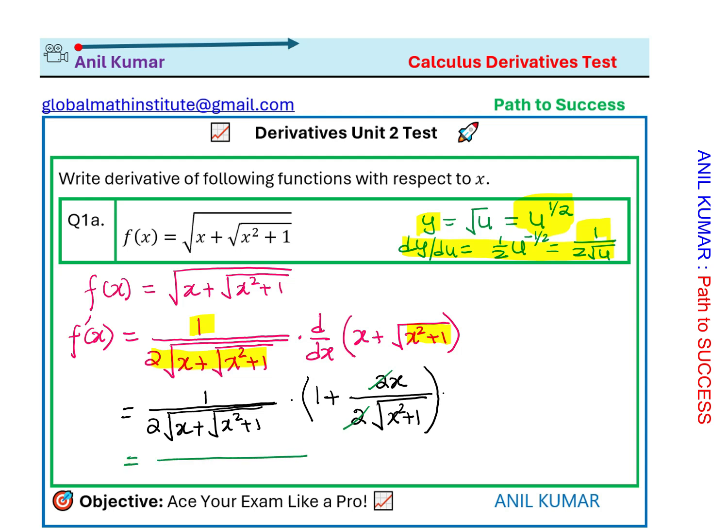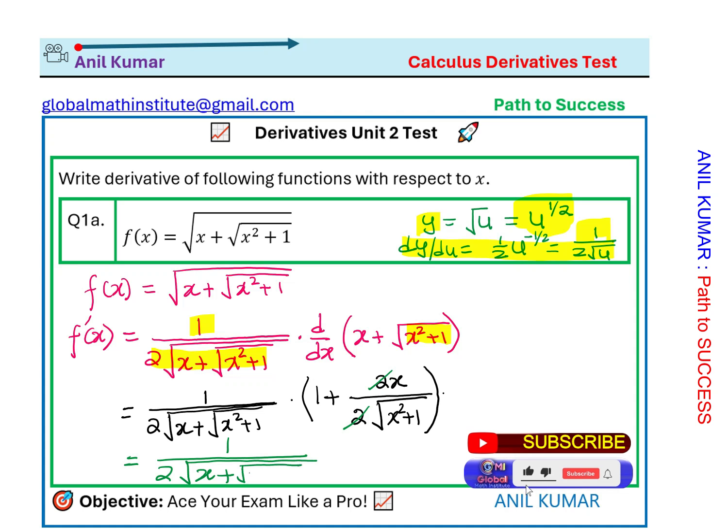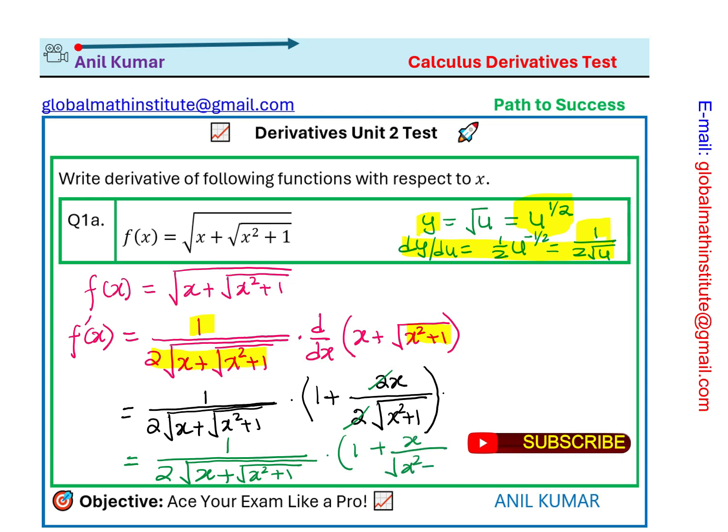right? So which is 1 over 2 square root of x plus square root of x square plus 1 times 1 plus x over square root of x square plus 1. Make sense? So that is the solution of question 1a. If you have any doubts, feel free to write your comments and we are there to support you. And look in the playlist for many other questions.